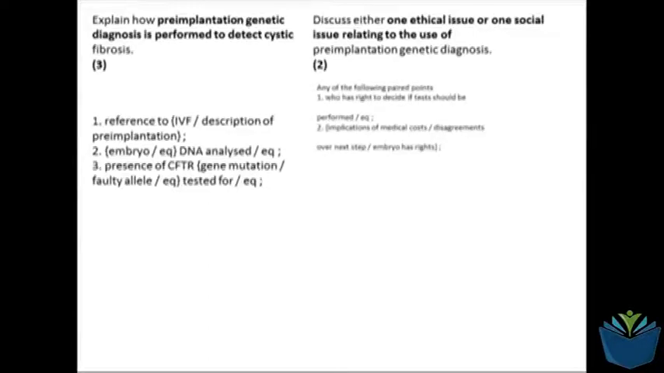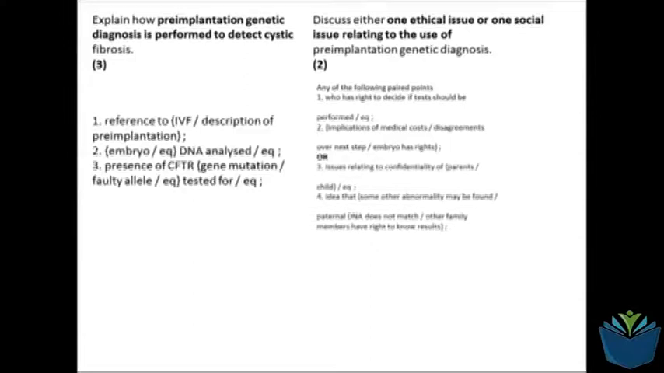There are a number of different ones that you could use here. So any one of who has the right to decide whether the test should be performed, and therefore there could be disagreements over the next step, or potentially talking about whether the embryo has rights or the medical costs involved. It could also be referring to the confidentiality of the parents or the child, and the idea that some other abnormality may be found.